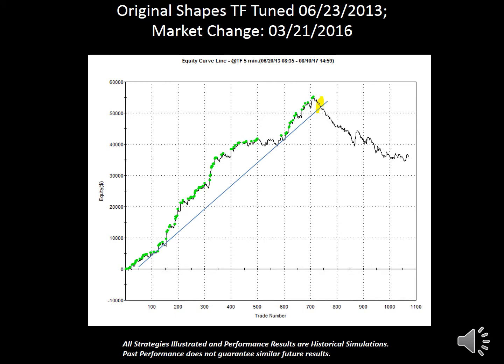The tune has never been recalibrated, and on March 21st of 2016 it broke its equity trend line, the same as the switcher, and said stay away from that strategy unless you're either one, going to retune it, or two, the trend line going down breaks and resumes the upward angle. That has not happened, and so since March 21st of 2016 this would have been out about 52,000 worth of equity. The equity right now is about 35,000 and change. So you can see the power of trend line analysis on the equity curve.